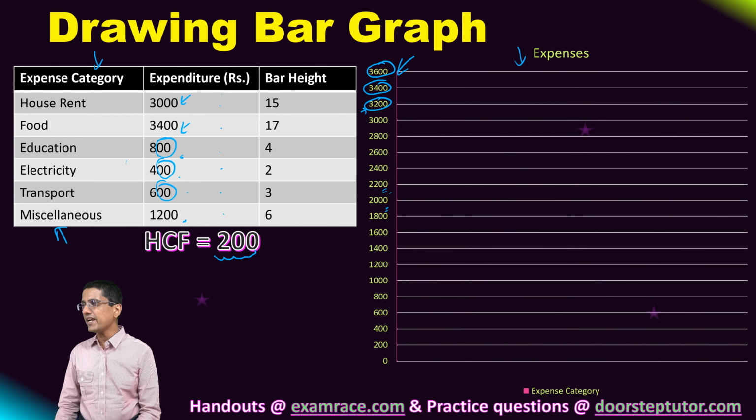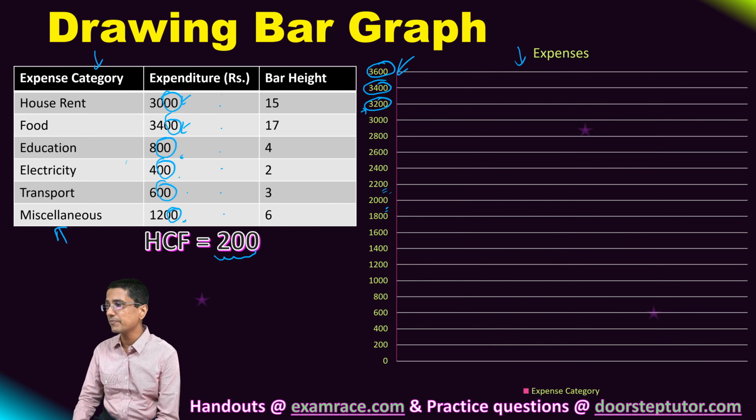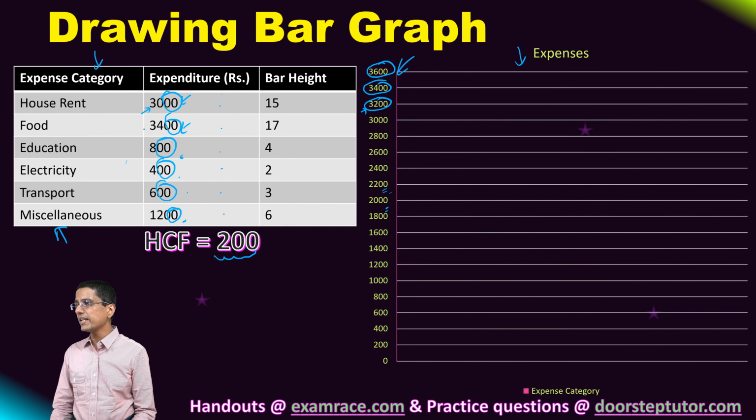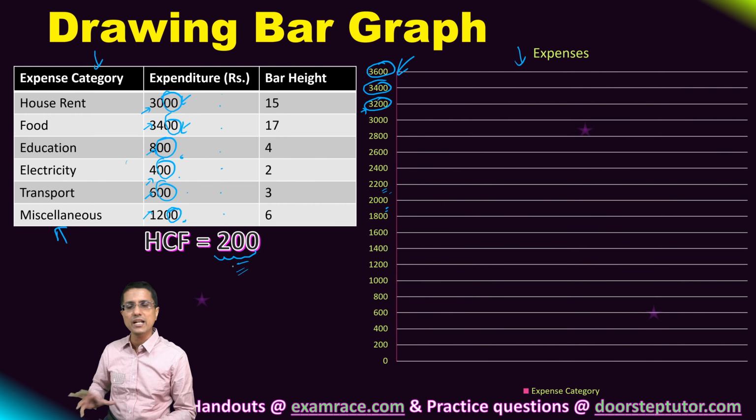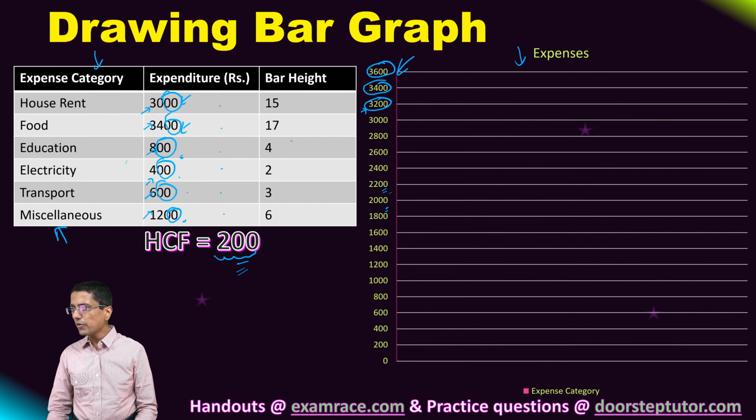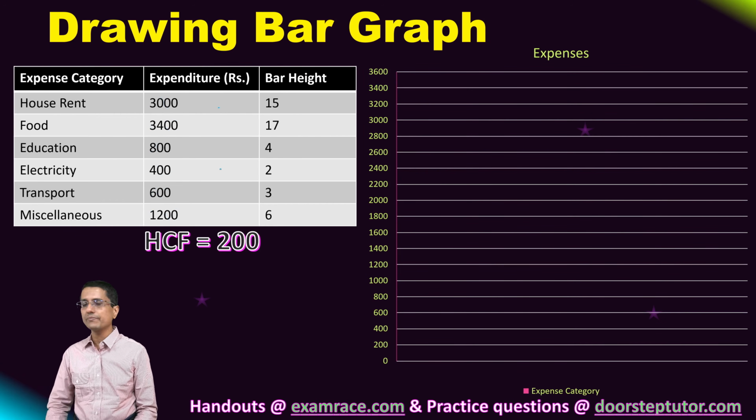But as soon as I divide these values by 100, I quickly realize that the quotient is also divisible by 2 in each of these cases. So the HCF for all of these values comes out to be 200. You can find the HCF by using this trial and error method, but it is very important to start with the HCF. Now that we know the HCF of these values, I choose that HCF as the difference between my marks on the y-axis.